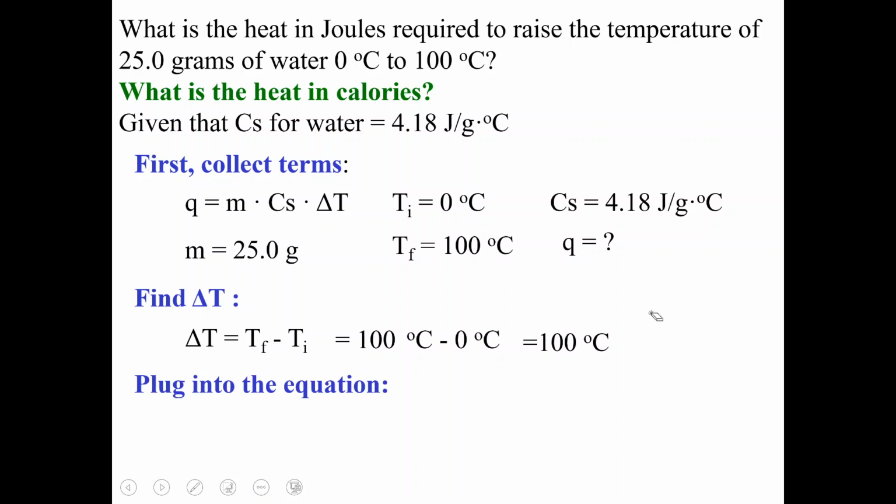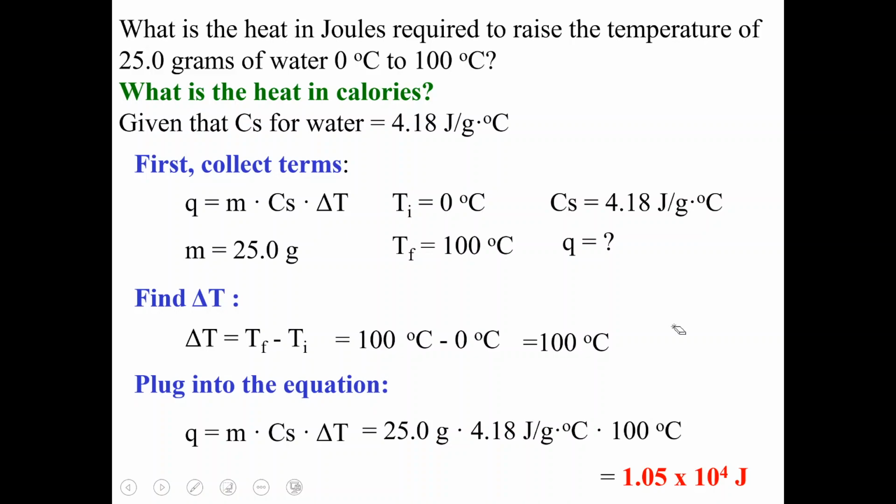Then just plug back into our equation. We know that Q is equal to M times Cs times delta T. So now just plug in what we know, and it gives us Q in joules. Why in joules? Because we have grams with grams, C with C, and we're left with joules. But now we have to convert, because that's what they asked us to do. They asked us to convert it to calories.